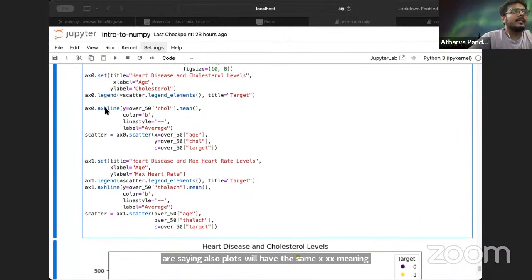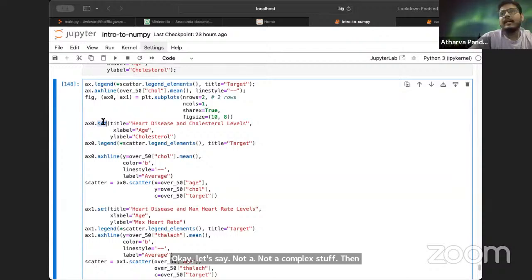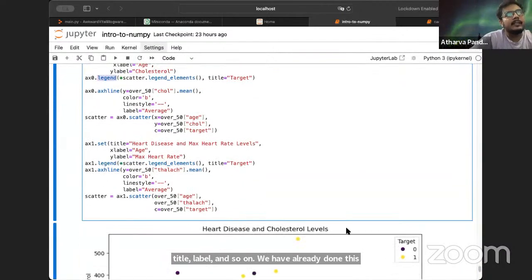Okay, that's it. Not complex stuff. Then we are saying set, and we are setting title, label, and so on. We have already done this. Then we are using legend. Legend is this small thing here.